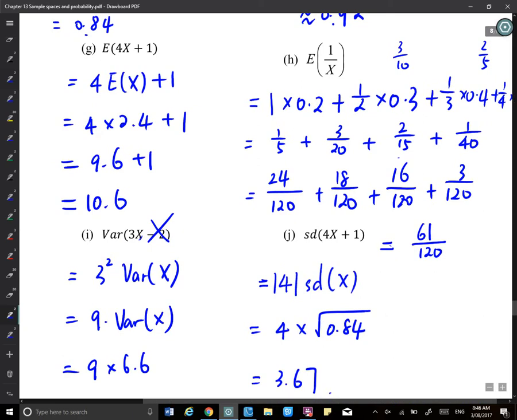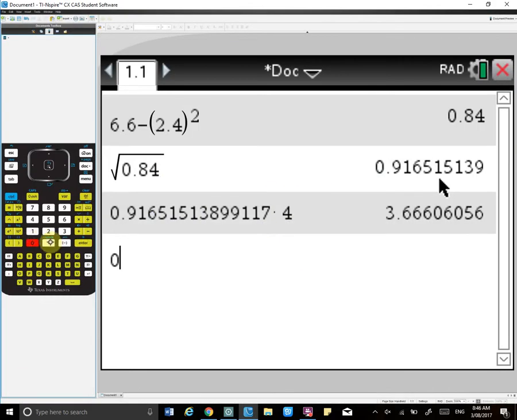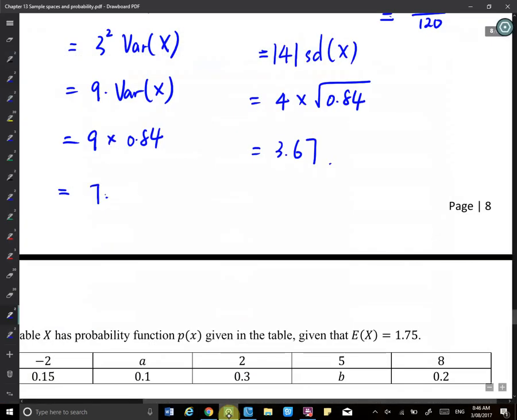Oh yes, it's the expected value. Yeah, thank you. That's 0.84. So 0.84 times 9, 7.56. Yeah, that's correct.